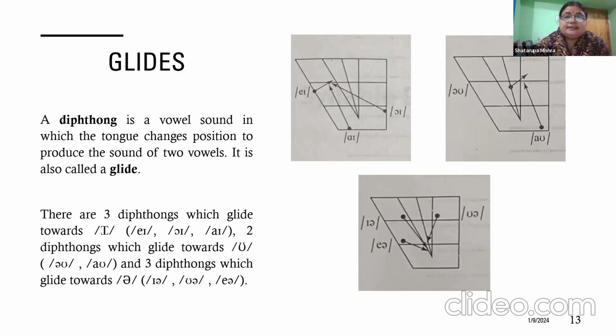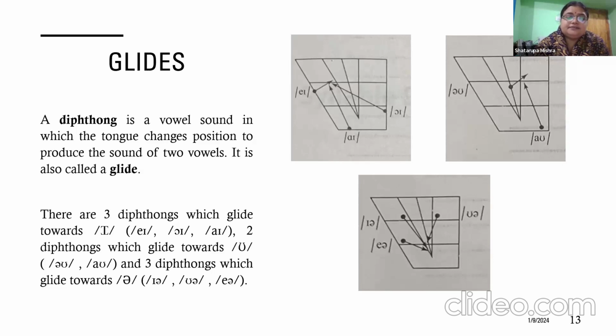So we said that there are 8 diphthongs in English. So out of those 8, 3 diphthongs glide towards the E sound: A, Oi, I. Okay. Day, oil, right. Okay. So they move towards the E sound.